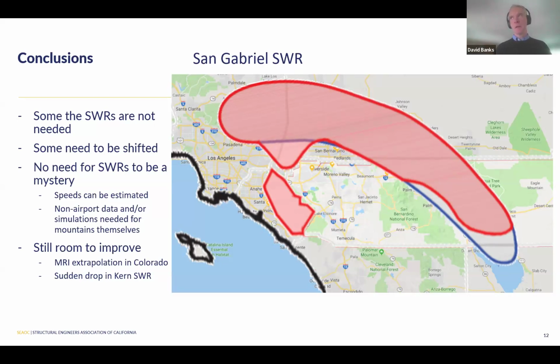And I'll say it is great to see that we're getting these changes, areas studied and changes put into ASCE 7, but there's still room for improvement, even in the regions where we've defined speeds, like Kern and in Colorado. And with that, I guess that's my session's over.